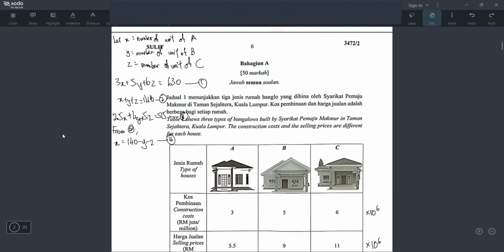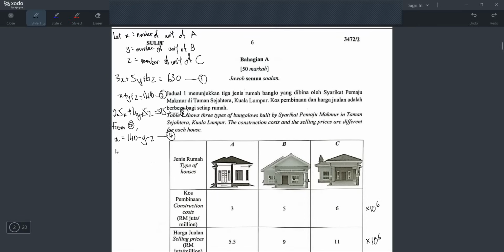So what I will do now is I will write here, substitute 4 into 1, right? And then what happens to equation 1 now? It becomes 3x. And then x I will substitute with 140 minus y minus z, and then plus 5y plus 6z equals to 630, right? And then I will repeat one more time, but this time I will sub 4 into 2.